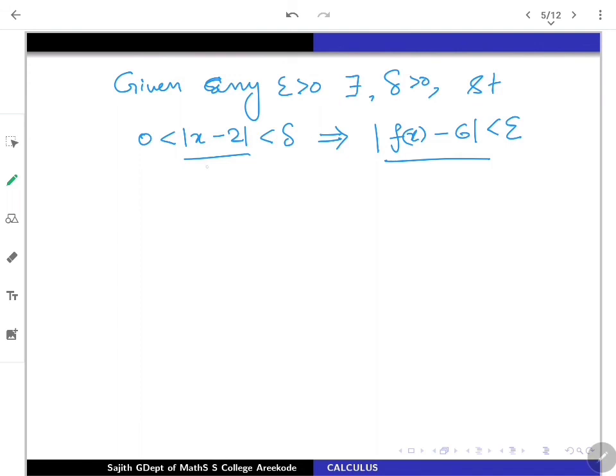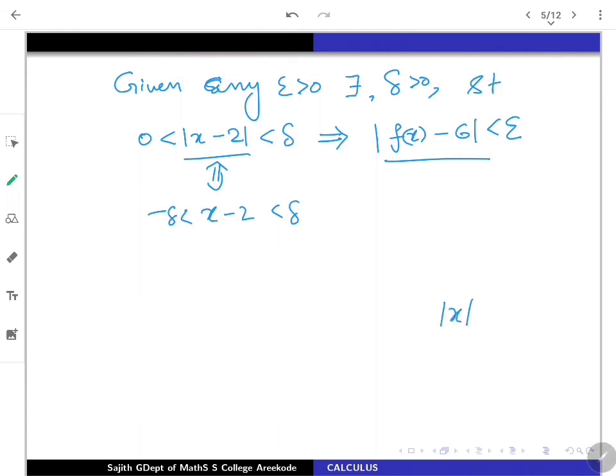How will you explore this? If you want to explore this, it is equivalently written as x minus 2 will vary from minus delta to plus delta. Whatever, if it is 1, then it lies between minus 1 and plus 1. If you are just exploding the modulus, the equivalent condition is something like that.